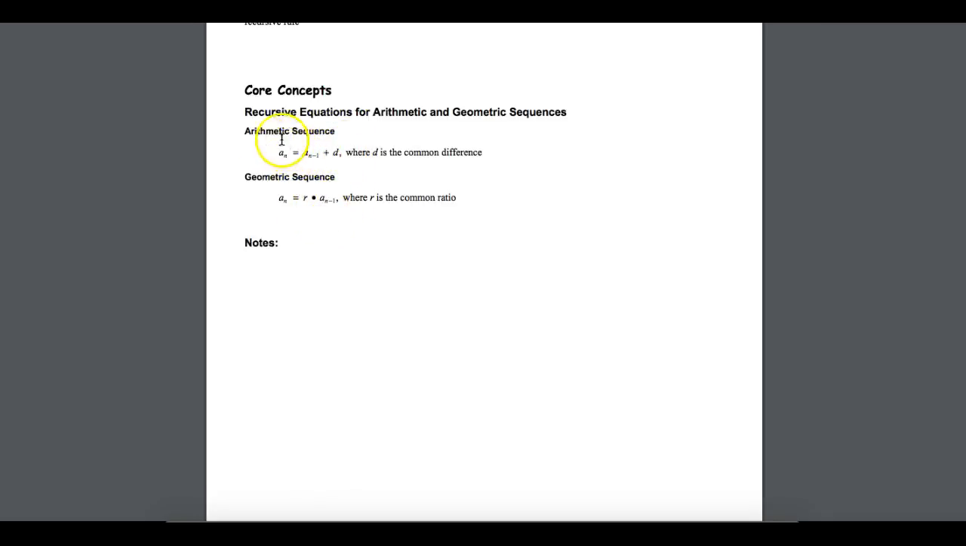So if you look at these, these are our recursive equations for both arithmetic and geometric sequences. So remember, our explicit rule for arithmetic was a_n equals a_1 plus n minus 1 times d. So in this case, we had to know our common difference and our first term, and then whatever term we wanted to find, we could do that based on our first term and the common difference.